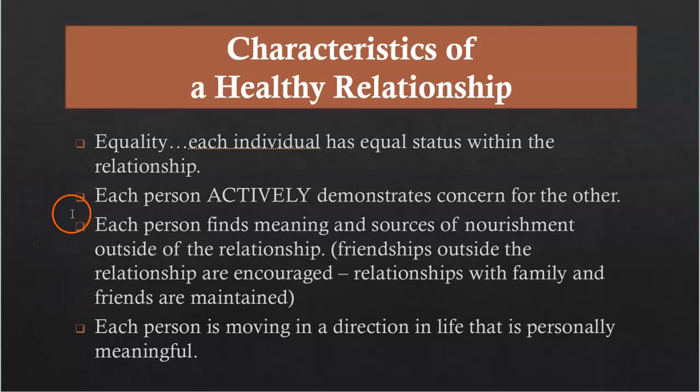This is also one that I think is really important to check. Each person finds meaning and sources of nourishment outside of the relationship. And it says friendships outside of the relationship are encouraged. So this is talking more about a partner relationship. Relationships with family and friends are maintained. So, when you are involved in a close, intimate relationship with a partner, are you still finding that you actually do things outside of the relationship as well?